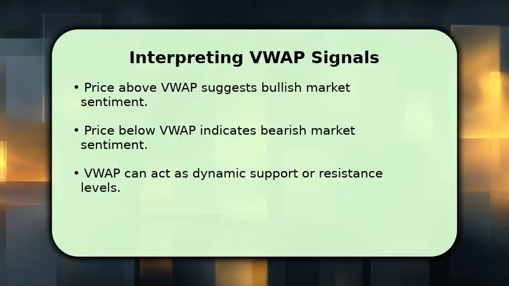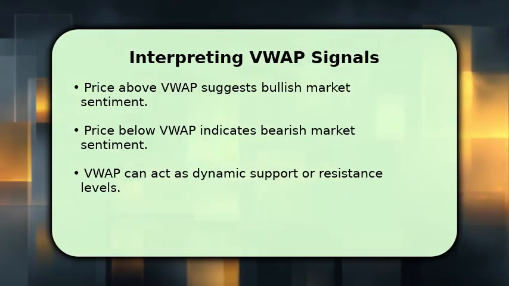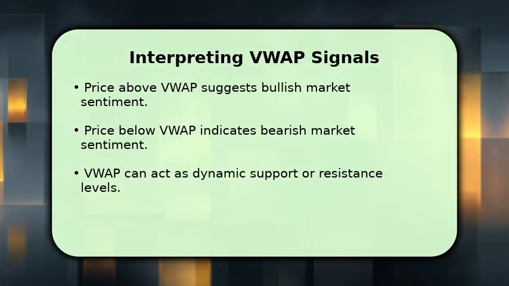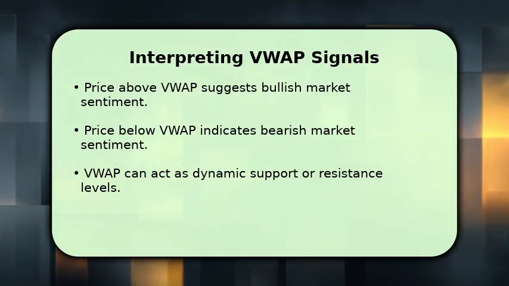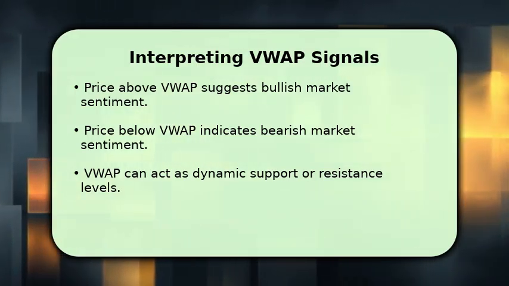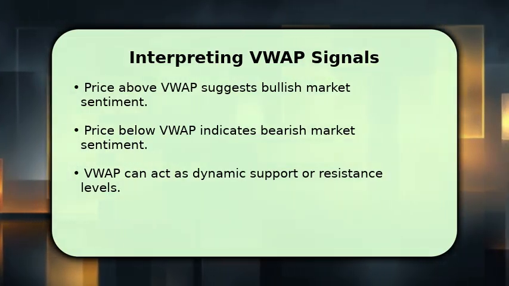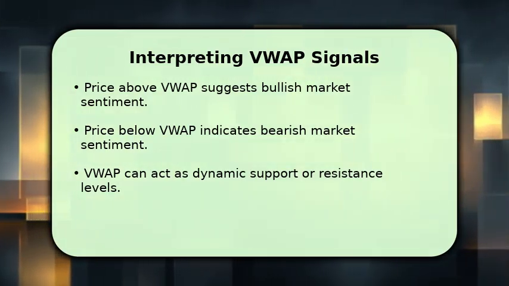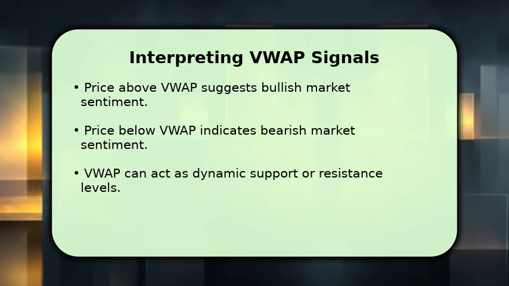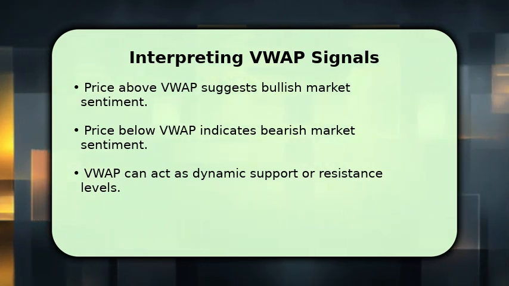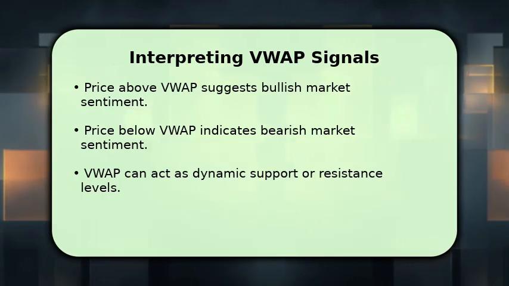Now, let's understand what the anchored VWAP line tells you. If the price is consistently trading above the anchored VWAP, it generally suggests bullish sentiment. Conversely, if the price is below the line, it indicates bearish sentiment. This line often acts as a dynamic support or resistance level, providing valuable insights into market behavior.